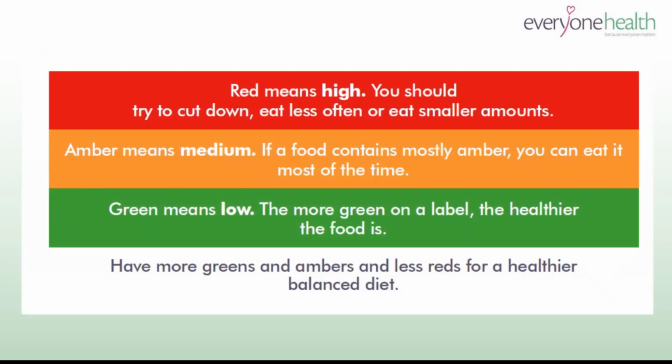Now, when we look at this, red means high, amber means medium, and green means low. Don't need to explain that in more detail, but have more greens and ambers and less reds for a healthier, balanced diet.